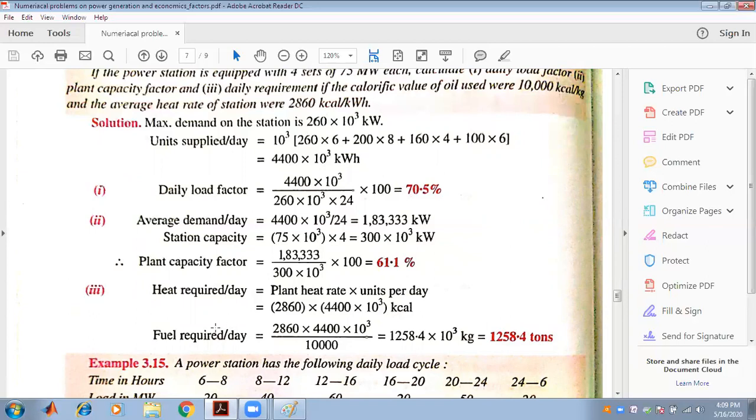So what is the fuel required per day? It is given that it is 10,000 kilocalorie per kg. So the total is 2860 into 4400 into 10 to the power 3, divided by 10,000. It will give 1258.4 into 10 to the power 3 kg, equal to 1258.4 tons. This is another problem that we have solved regarding the fuel required per day in a power plant.